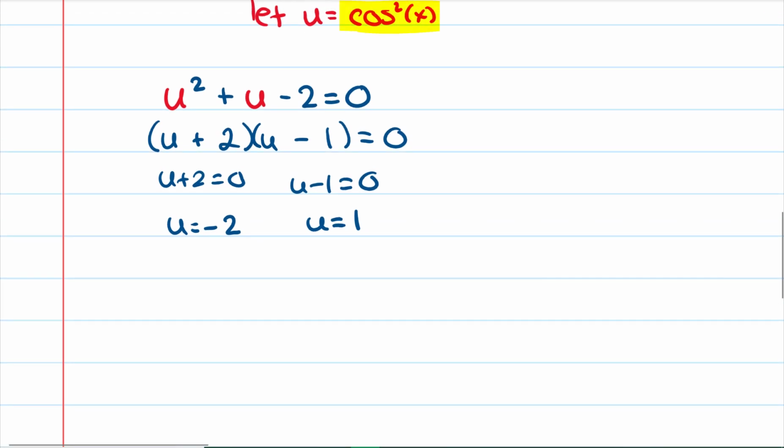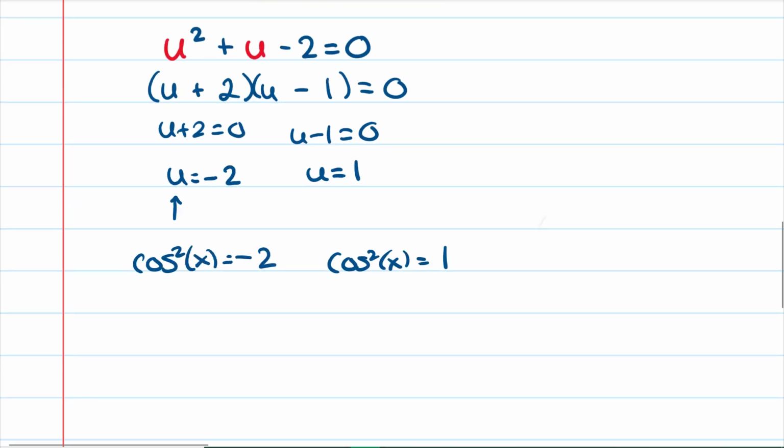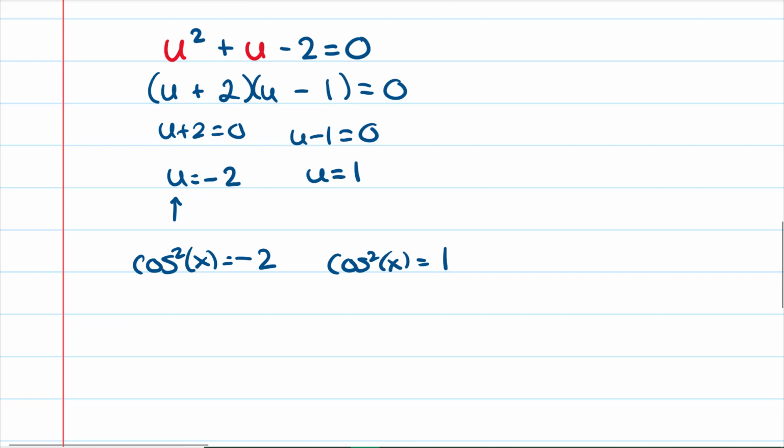So we let u equal cosine squared. So right there, I'm going to put cosine squared is equal to negative 2, and cosine squared is equal to 1. At this point, I need to take the square root of both sides. So I get cosine of x is equal to plus or minus the square root of negative 2. This one's going to have no solution because you cannot have a real answer with a negative under a radical.